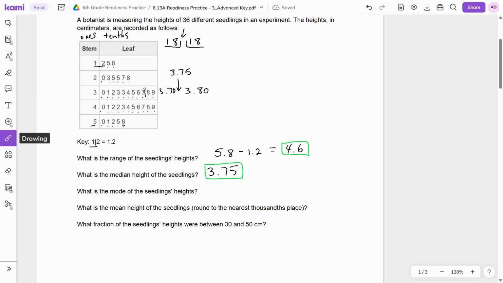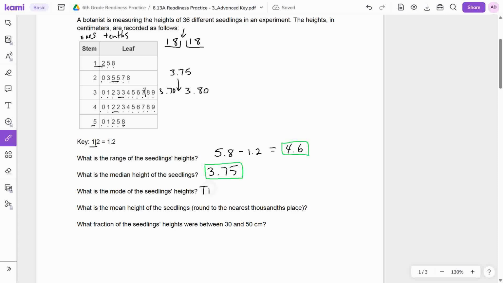Next, the mode. We're looking for any number that shows up more than once, right? To see which one's the most. So I've got 2 5s right there. I've got 2 3s right there. 2 2s right there. Okay, so that's it.